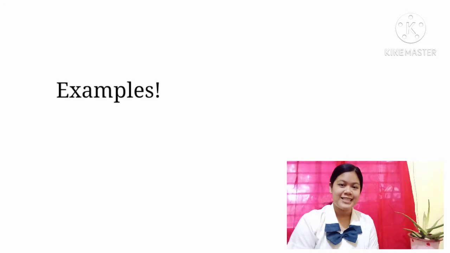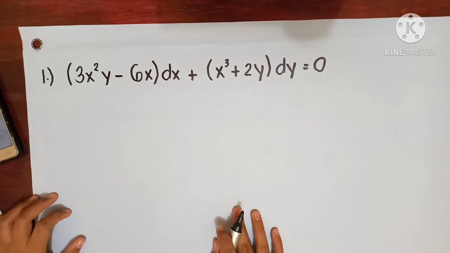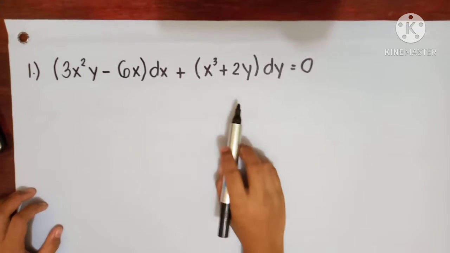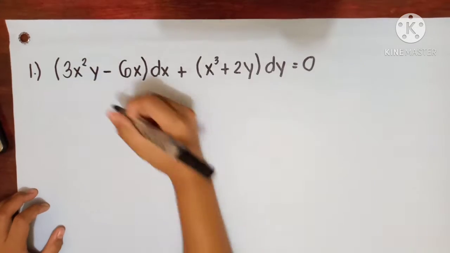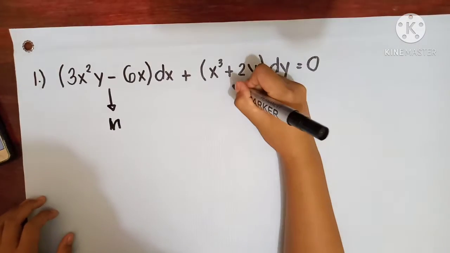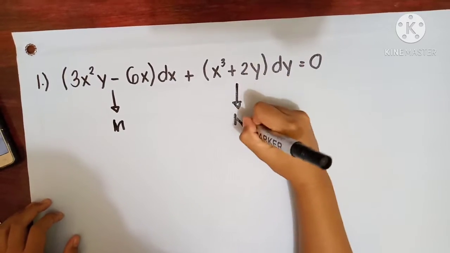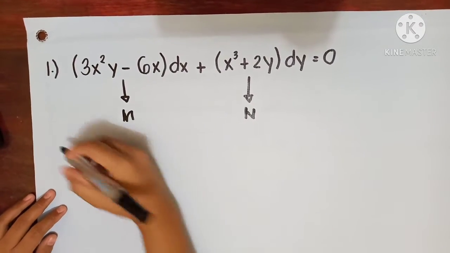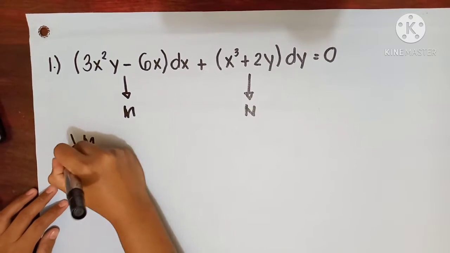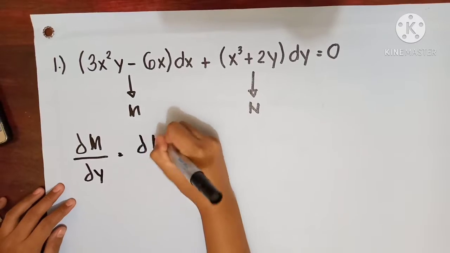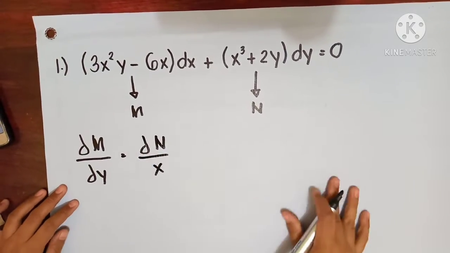Let's try these examples. So example number 1, we have 3x squared y minus 6x dx plus x cubed plus 2y dy equals 0. So this is our M and this is our N. First thing to do is to test for its exactness using the formula partial derivative of M in terms of y equals partial derivative of N in terms of x.